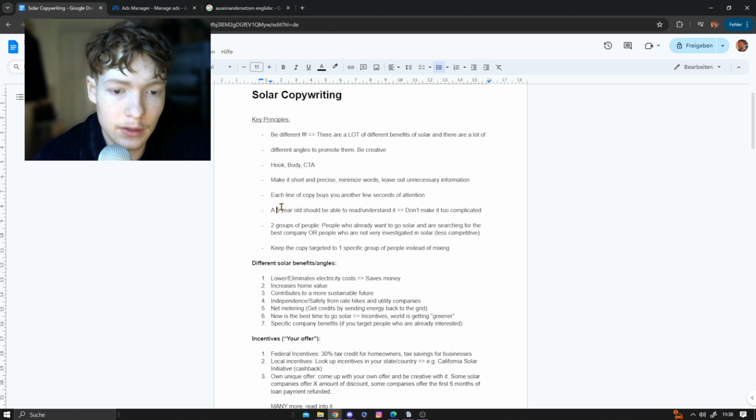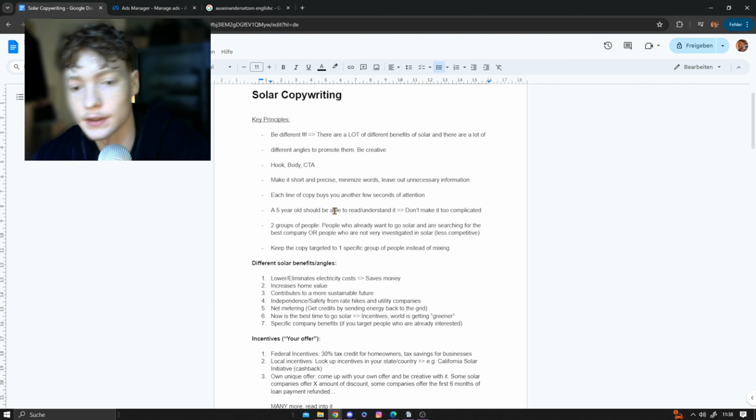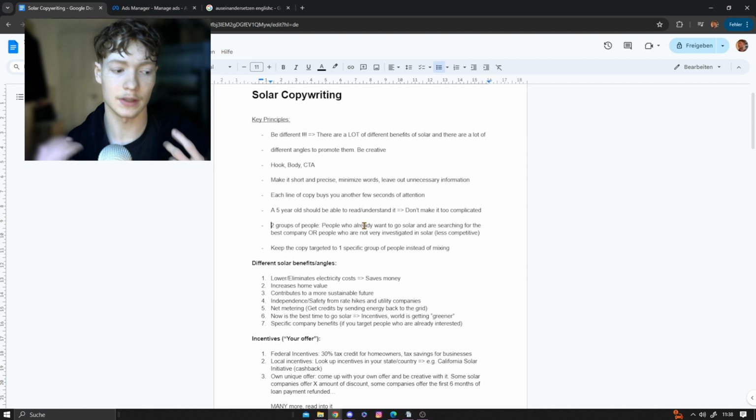Then next key principle, this is more specific to solar, but there are two groups of people. On the one hand, you got the people who want to go solar and are already searching for the best company, and on the other hand, you got the big group of people who are not very investigated into solar. Of course, the people who already want to go solar, this group is way more competitive, because every solar company is trying to target this group, because they are already in the mindset of, okay, I want solar, I need solar, I'm just searching for the best company.